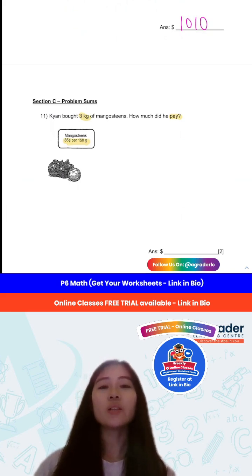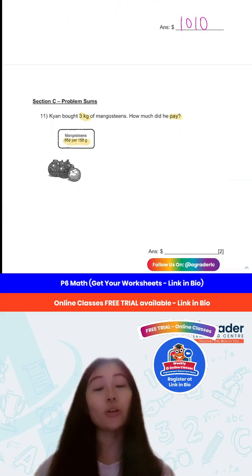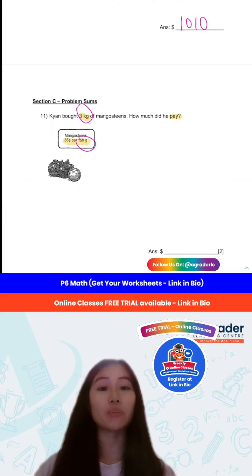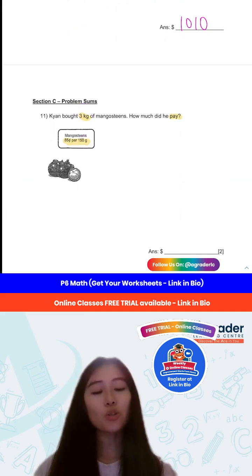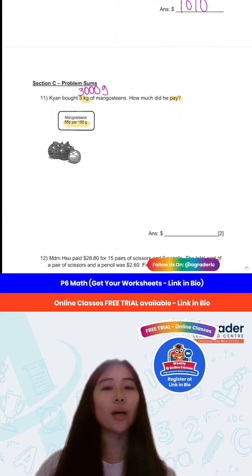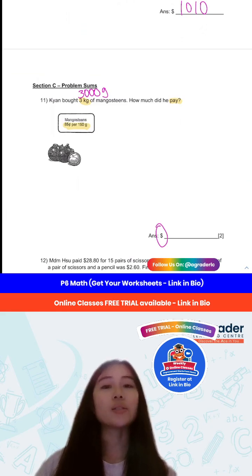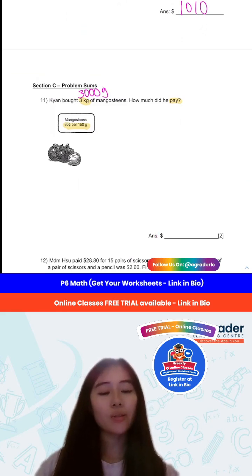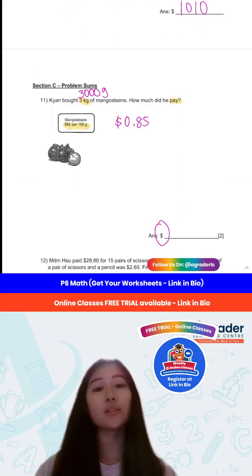For this question, the first thing you notice is that the units are not the same, right? You have 3 kg and then 150 grams. So the first thing I would do is make the units the same. This 3 kg, I will change it into 3000 grams. After that, I noticed that the final answer they want is in terms of dollars. So the 85 cents, I will write as 0.85 instead. I follow the units that the question wants.